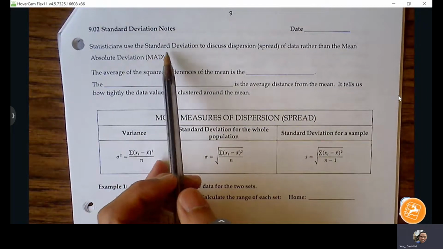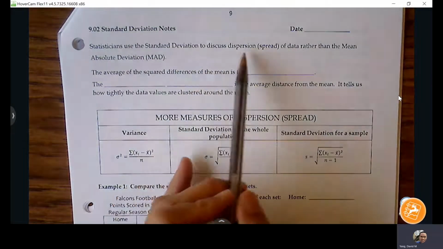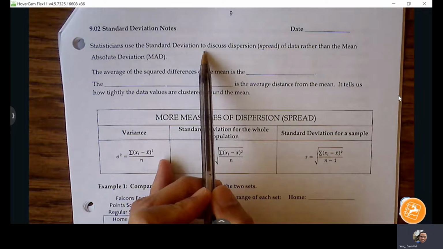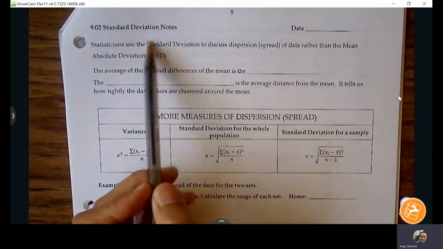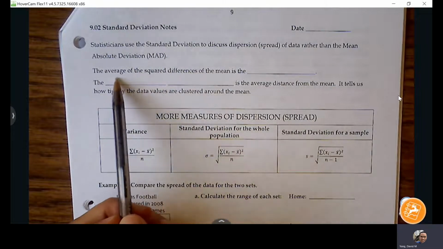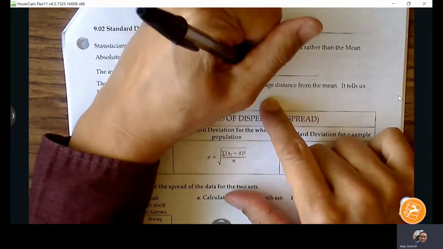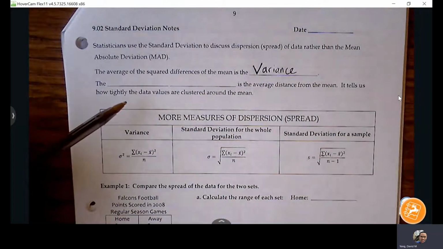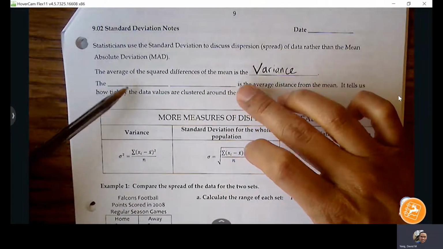Okay, so standard deviation is going to be the formula that is preferred over mean absolute deviation. Standard deviation helps to figure out how spread out the data is. Is the data clumped together or is it spread out? That's the purpose of standard deviation. First, the average of the squared differences from the mean is called the variance. The variance is very much related to standard deviation because they're almost the same thing. The standard deviation is the square root of the variance.